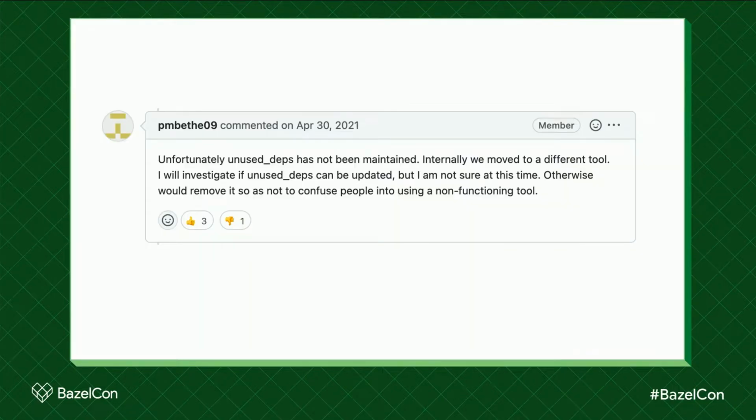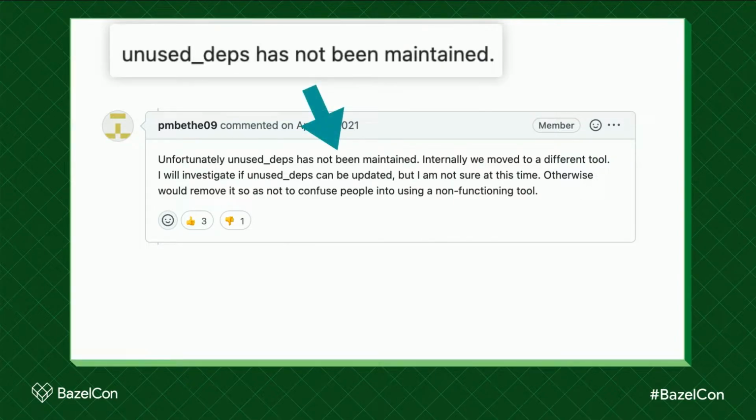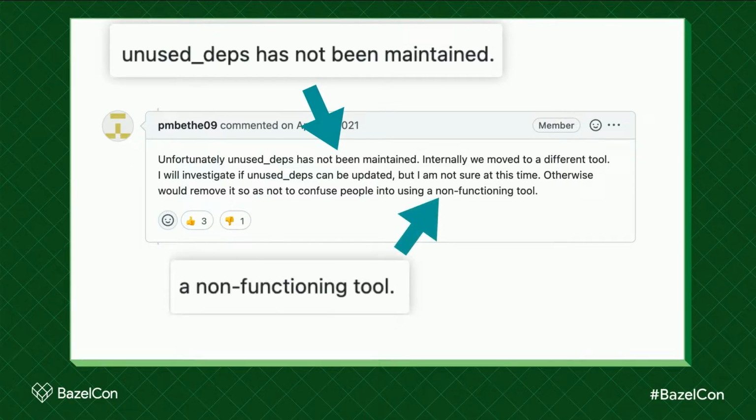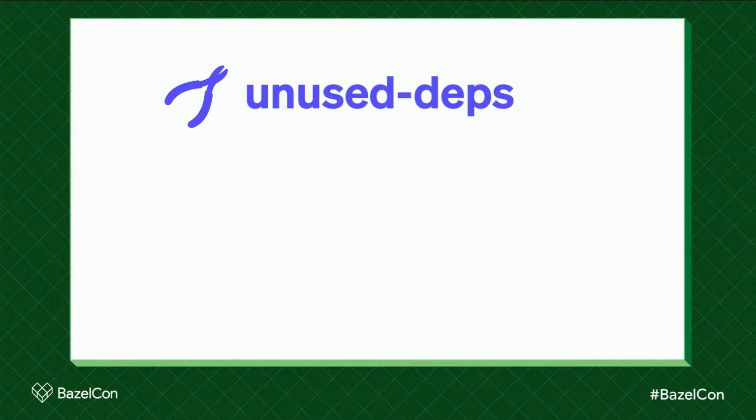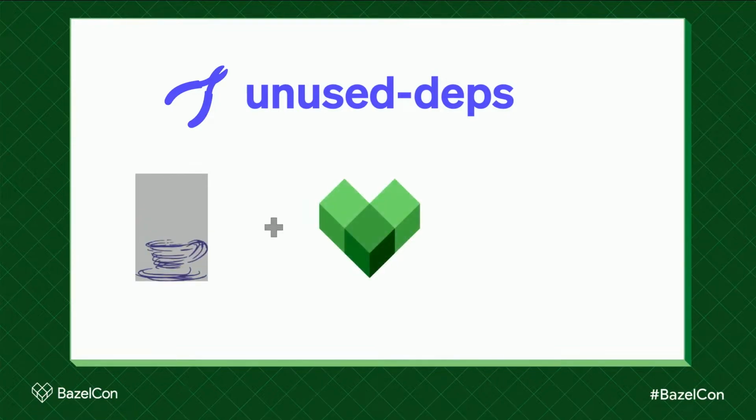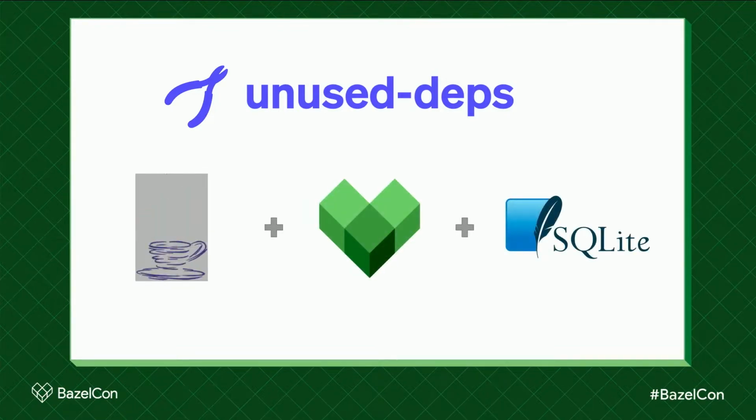We were wondering, oh, has someone else had this issue? And we found this post from someone at Google, maybe someone in this room. It says, unused deps has actually not been maintained. It is a non-functioning tool. So we decided to build our own. We creatively called it unused deps with a dash. We're on the Java team at Stripe, and we used Java to build this, and our expertise with Bazel, and we needed a place to store dependency information, so we used SQLite.